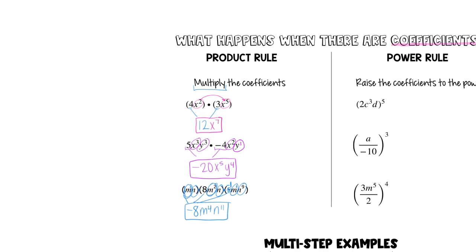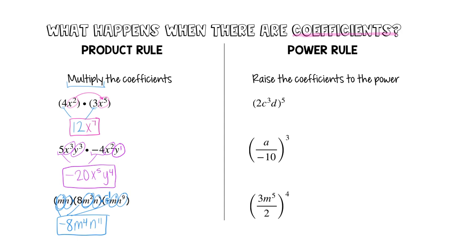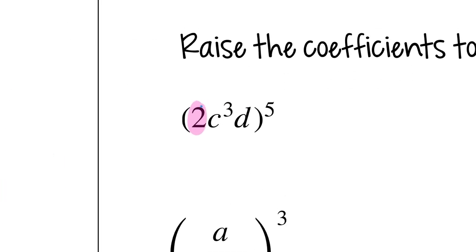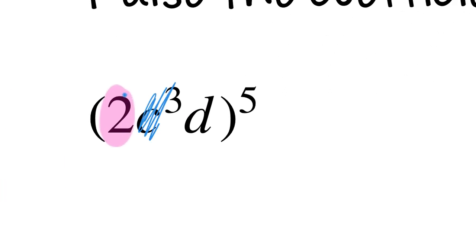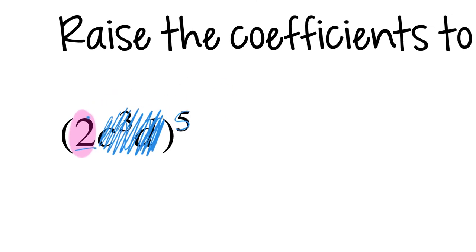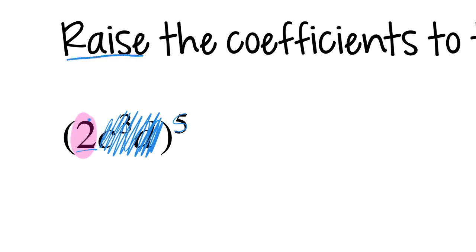Okay, there we go. Now for power rule, it's kind of the same thing. If you see a coefficient, you are just going to do to that coefficient whatever you normally would do. So for example, I'm going to zoom in on this one. Let's pretend that these letters aren't here for a second. Let's just pretend it said 2 and then to the 5th power, right? If this is what it looked like, we would just do 2 to the 5th power. We wouldn't do 2 times 5, right? We wouldn't say that that's 10. We would do 2 times itself 5 times. So you're basically just going to take that coefficient and raise that coefficient to the power that's on the outside.